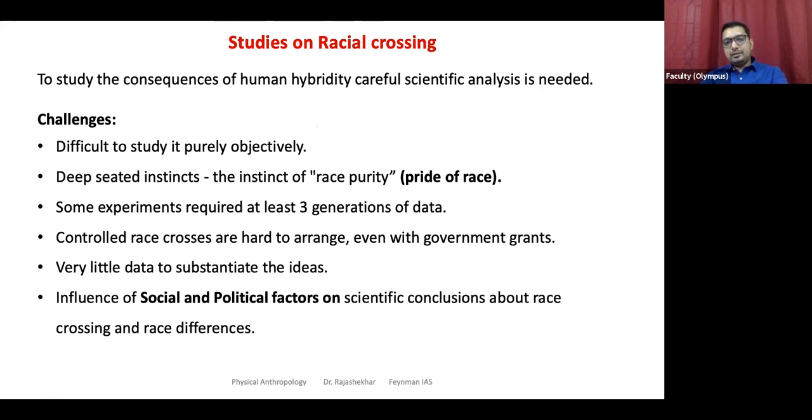It is actually very challenging to study race crossing. So many anthropologists have expressed that it is very difficult to understand or study the racial crossing, because it mostly becomes subjective. When you are trying to study the races, it becomes subjective. You start differentiating them being superior or inferior. So objective studies cannot be easily done. So it's very difficult to perform objective studies. They easily become subjective because of our deep-seated instincts of race purity or pride of race that we normally have.